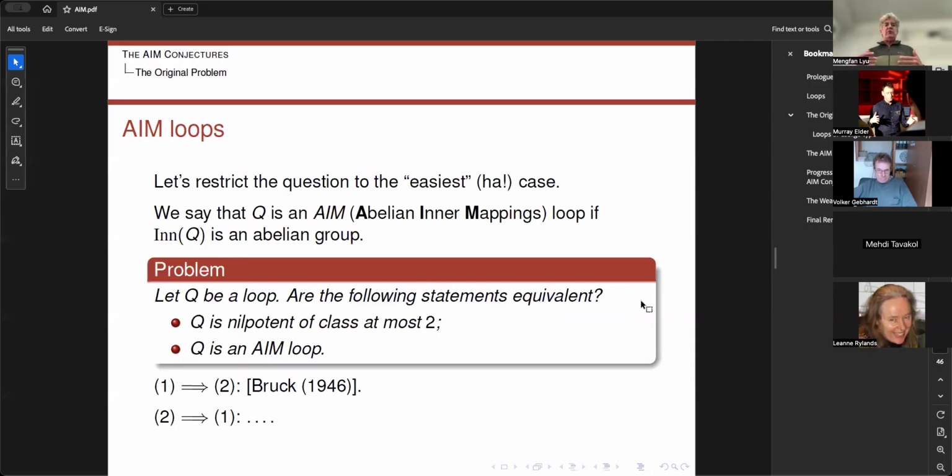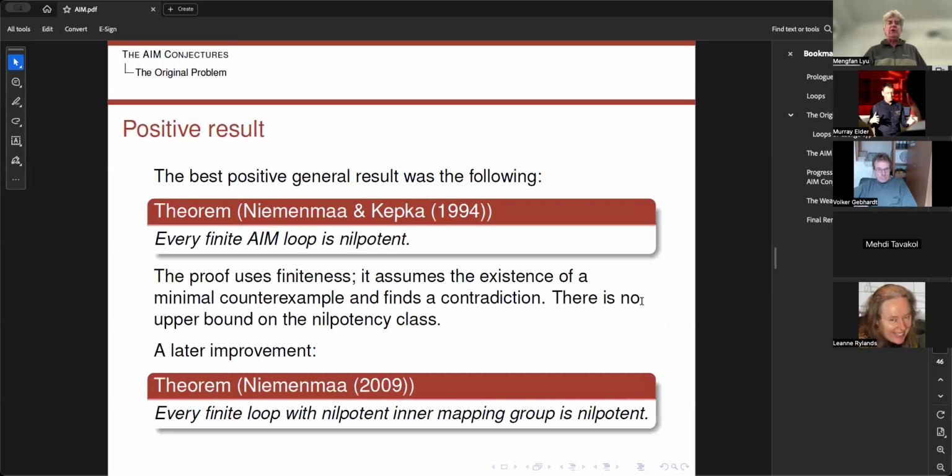And so here is the problem. Are these statements equivalent? A loop is nilpotent of class at most 2, which means that those 8 equations I showed you all hold, and the inner mappings all commute. Are those 2 things equivalent conditions? This dates back to the early days of loop theory in the 40s. Bruck showed one direction in his seminal paper on group theory, and the other direction is the topic here for today. This generated a lot of work, which I won't go into the history of.